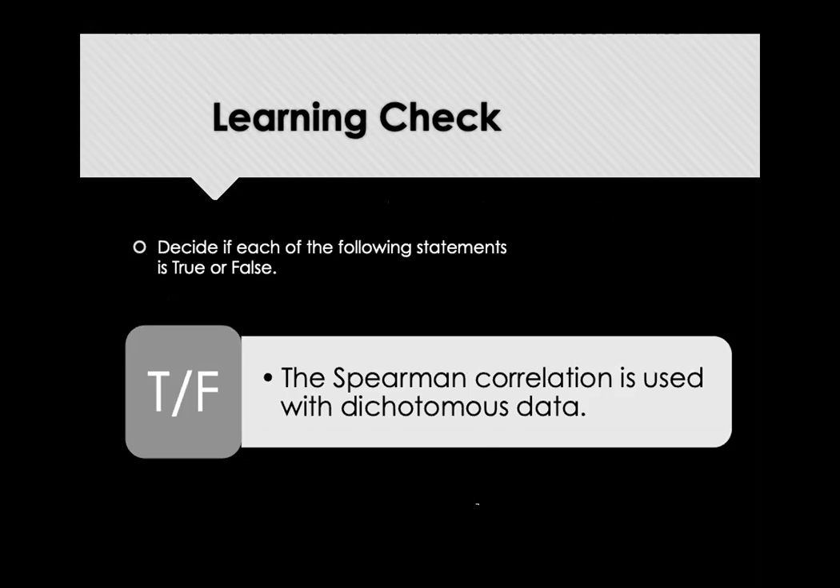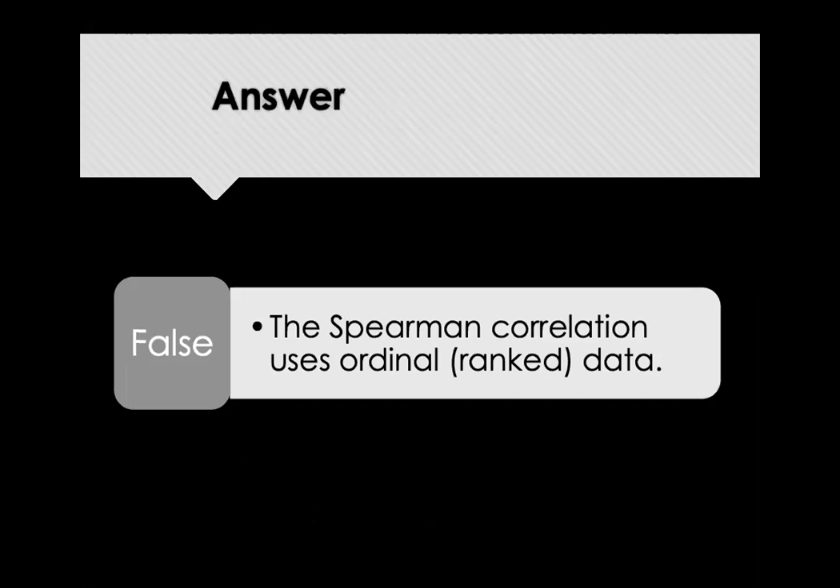Okay, true or false? The Spearman correlation is used with dichotomous data. Pause for a second. And that is false. And you again just want to remember that the Spearman correlation is used when you have ordinal or ranked data.